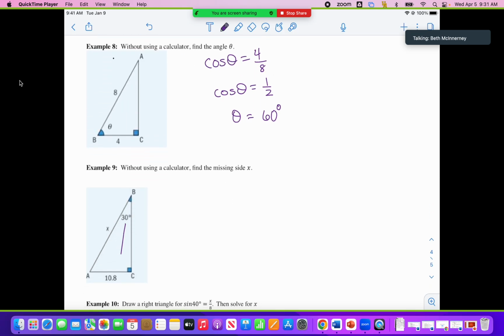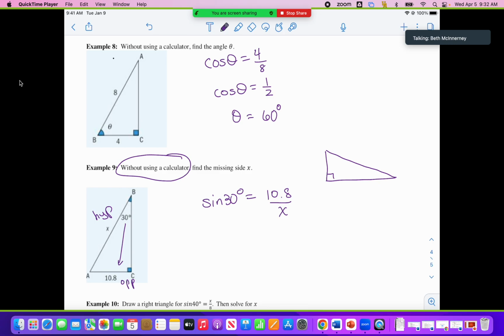So if we look at this one, if I said I have opposite and hypotenuse, so this is the sine of 30 is 10.8 over x. And it says figure this out without a calculator. And you might be saying, how on earth am I supposed to know that? Well, here's the deal. Let's draw the 30-60 right triangle. And we developed the numbers yesterday. Remember, I drew the equilateral triangle with 2, 2, 2, and we developed it. So you're going to have to memorize or remember these or redevelop them.